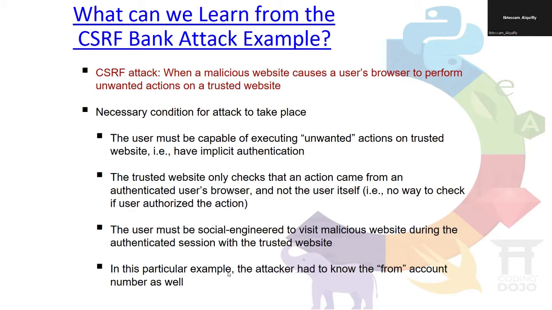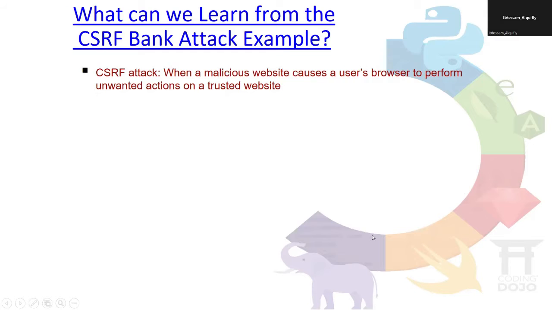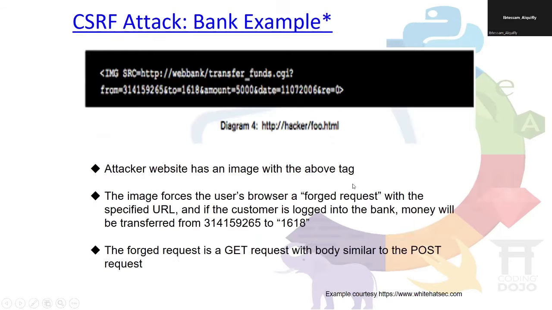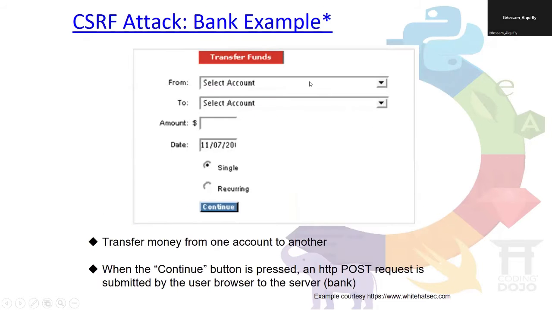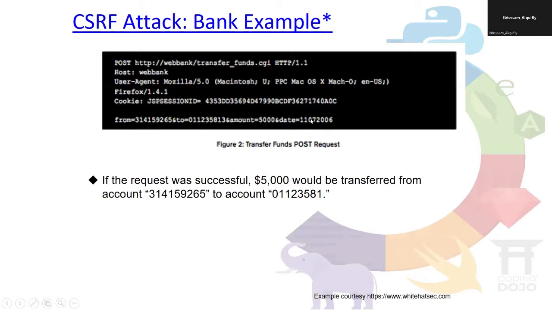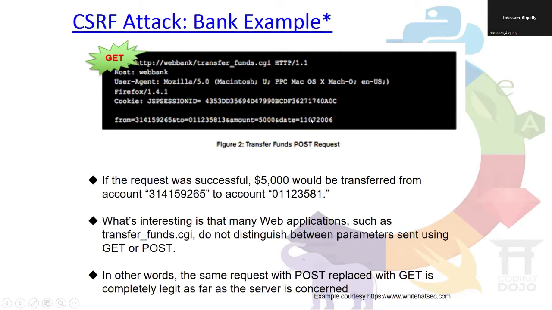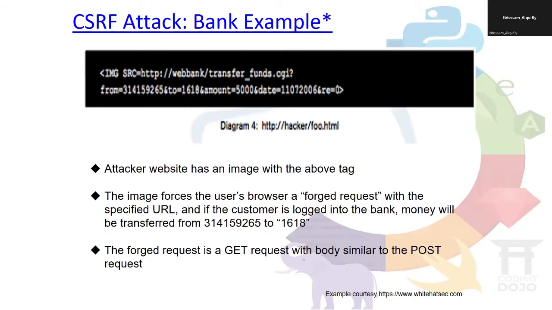Okay, so this is another thing. In this particular example, the attacker had to know the from account number as well. This is what is being said here, and what I explained in the last sections: the attacker should be aware of what this form consists of. That means maybe he has an account in this bank, or maybe he managed to see how this bank generates the account numbers. Okay, exactly, Ustaz Ali. That is really the hard part.